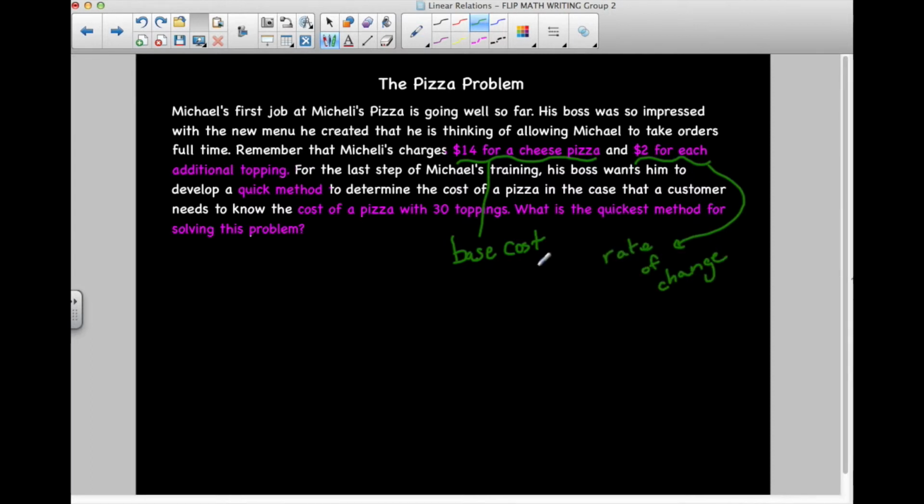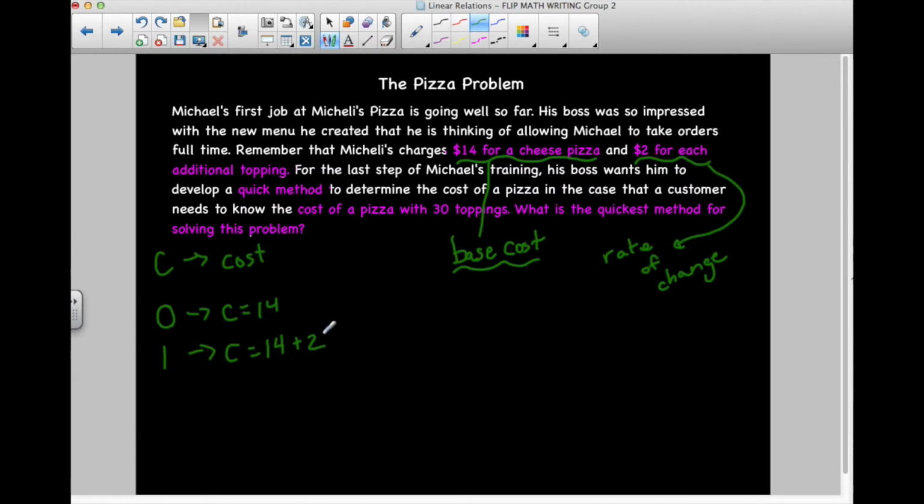Now let's see if we can come up with a quick method, or see with a little bit of experimentation, what is the quickest method for determining the cost. One of the things that we need to know is the cost. Let's let C represent the cost of a pizza. So what is the cost of a pizza with no topping? If we have 0 toppings, our cost is equal to our base cost, right? Which is $14. Now if we have 1 topping, our cost is equal to 14 plus $2 for 1 topping.